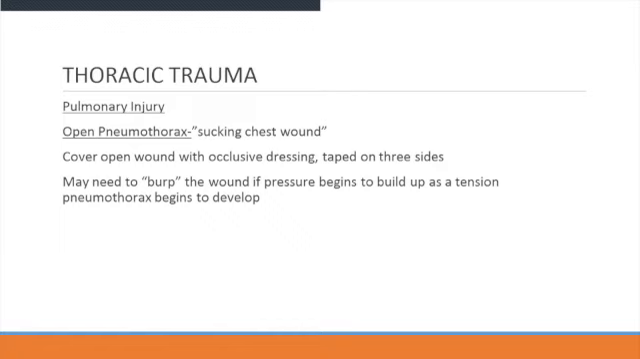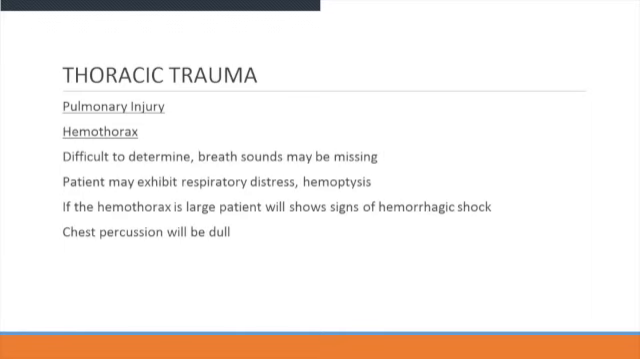What you want to do is cover open and around the occlusive dressing. Taping on three sides may help burp the wound if pressure begins to build up as the tension pneumothorax begins to develop. The hemothorax is just like the pneumo, except it's filled with blood versus air. You could easily do the percussion test to tell the difference between the two.